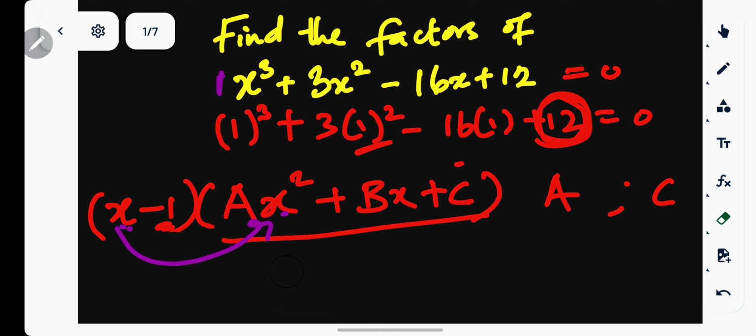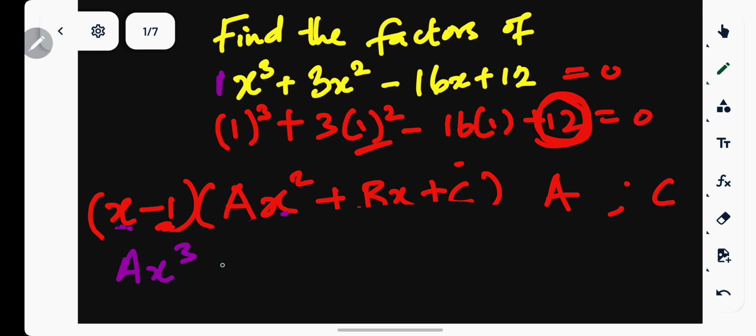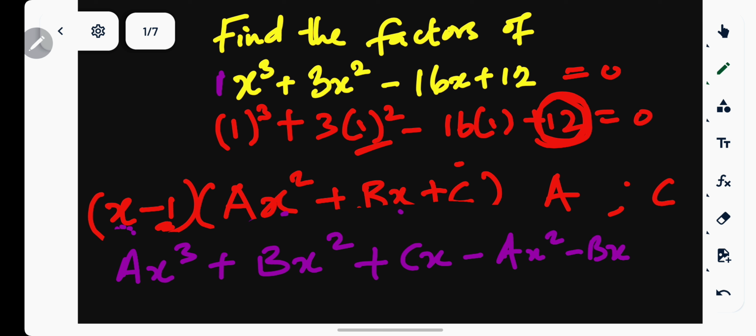Actually, let us do that. It will make our life easier and simple. So we're going to multiply out: x times ax squared will give us ax cubed, plus b, x times bx will give us bx squared, x times c will give us cx, minus 1 times ax squared is minus ax squared, minus 1 times bx is minus bx, minus 1 times c is minus c.